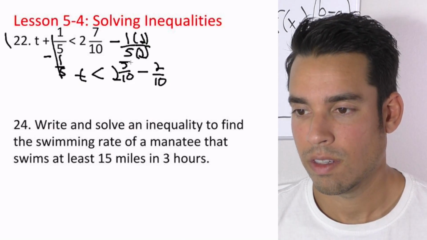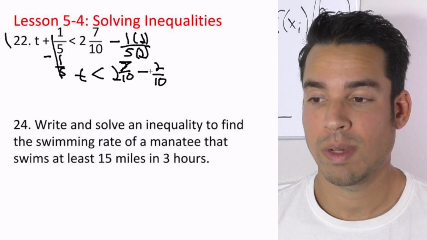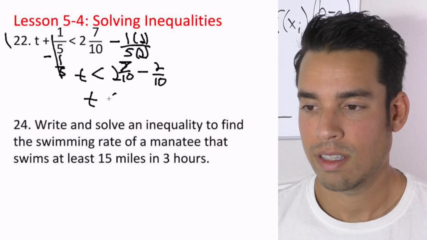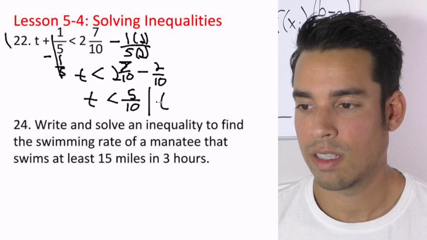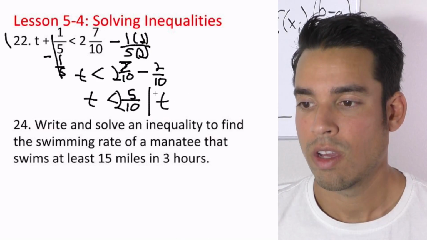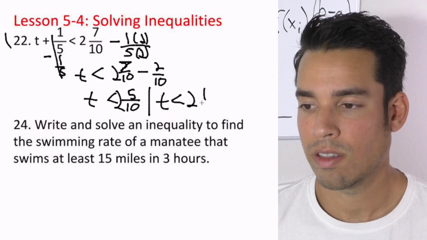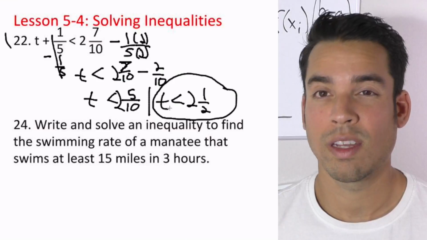That's a 7 here. Now we just subtract these fraction parts. It's not too bad. What's 7/10 minus 2/10? We just subtract the numerators and it becomes t is less than 2 5/10, which we reduce the 5/10 to t is less than 2 1/2. Right? We simplify that down to 1/2.